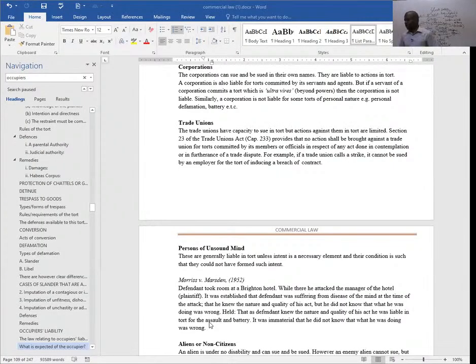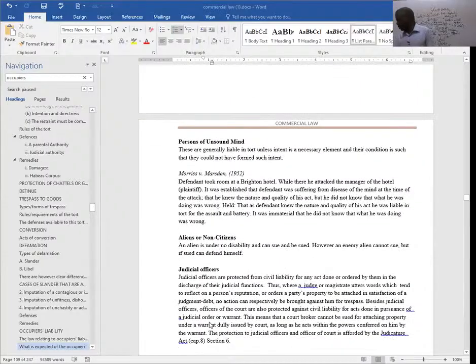There's a case law there, Morris versus Marsden of 1952. A defendant took a room at a Brighton hotel. While there, he attacked the manager of the hotel, that is the plaintiff. It was established that the defendant was suffering from a disease of the mind at the time of the attack, that he knew the nature and quality of his act, but he did not know that what he was doing was wrong. It was held that, as he knew the nature and quality of his act, he was liable in tort for the assault and battery. It was immaterial that he did not know that what he was doing was wrong.